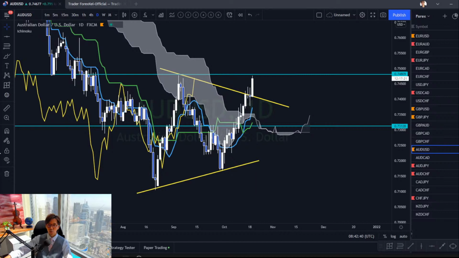Internet says, can we use Tenkan-sen or Kijun-sen to trail our stop loss? Yeah, that's right, you can do it. As long as you see a bounce by the Tenkan-sen or a bounce by the Kijun-sen, you can trail the profits along the way.